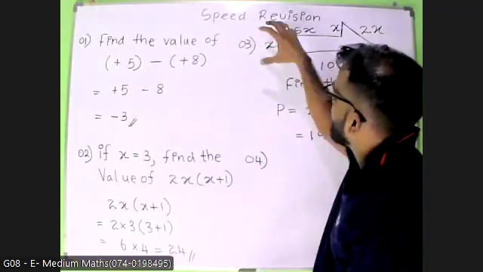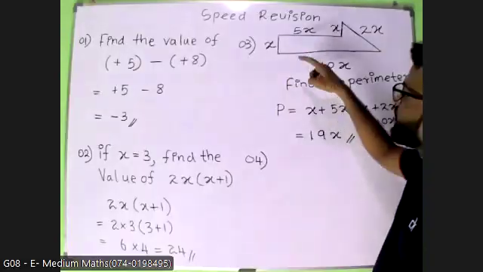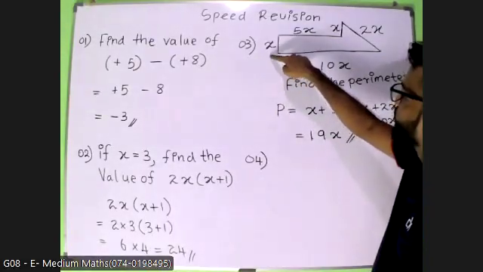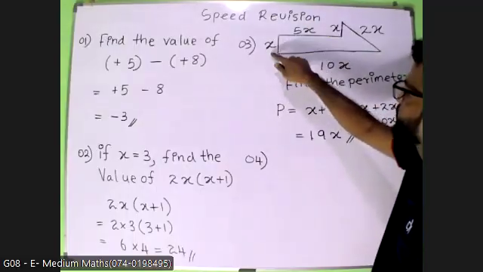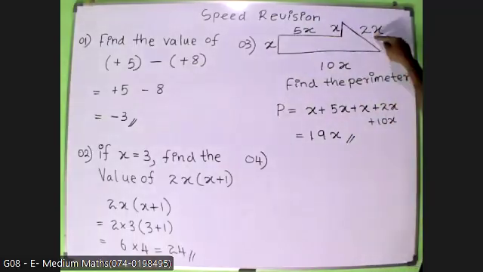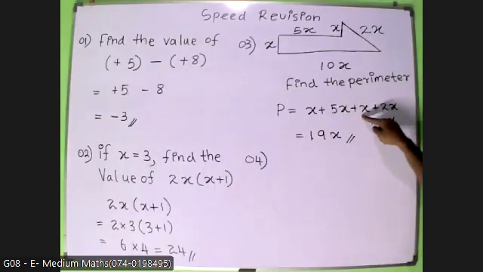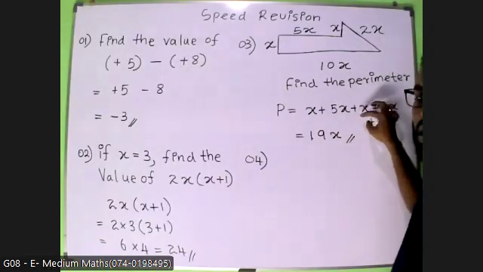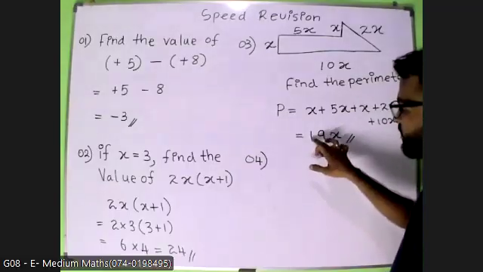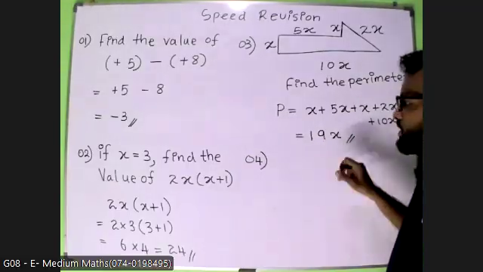Right, so education, this is the first question that we did, second question that we did, and this is the third question that we did earlier. So you have to find the perimeter of this shape: x plus 5x plus x plus 2x plus 10. Altogether you can add because these are like terms, and it will give you altogether 19.